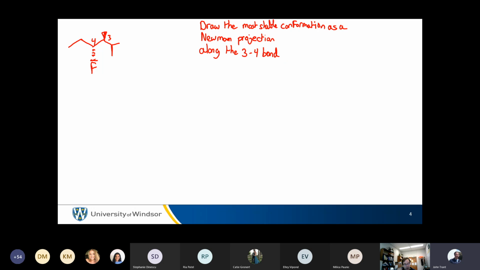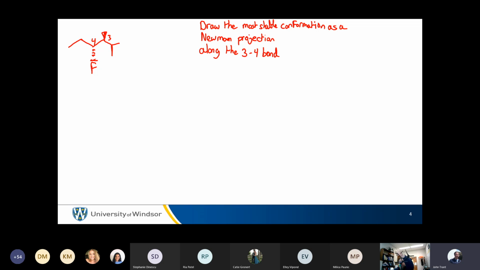So how do we do this? How do I do this without a model? Okay, well, if I have a model, it's easy, right? Okay, for a given definition of easy, I figure out where my biggest things are. My biggest thing is this giant ethyl group. My biggest thing on this carbon is this isopropyl group. I want them opposite to each other.